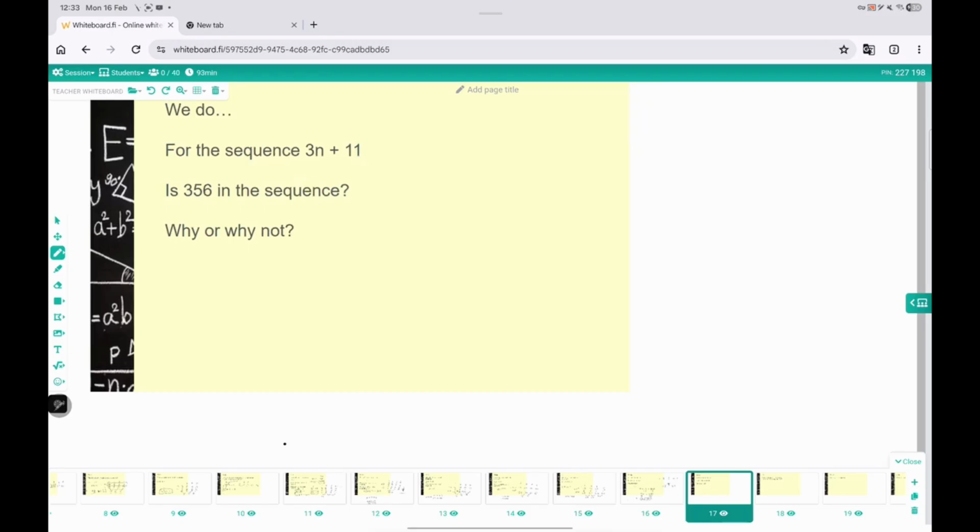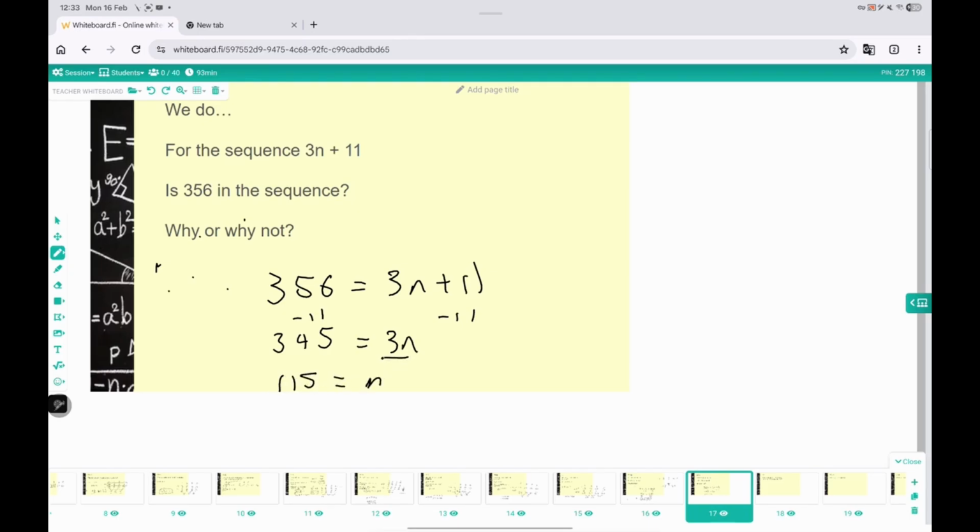Pause the video. Okay, so is 356 in the sequence? Let's solve for n and see what we get. So 3n plus 11. Take away 11 from both sides. We end up with 345 equals 3n. Remember, you've got a calculator for this. So we get 115 equals n when we divide both sides by 3. Okay, so it means it is in the sequence because we've got a whole number. It's the 115th term in the sequence.